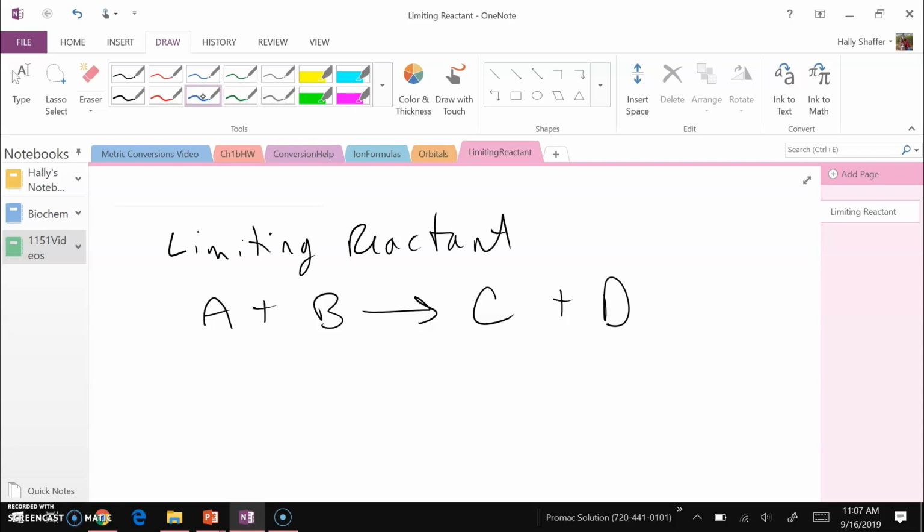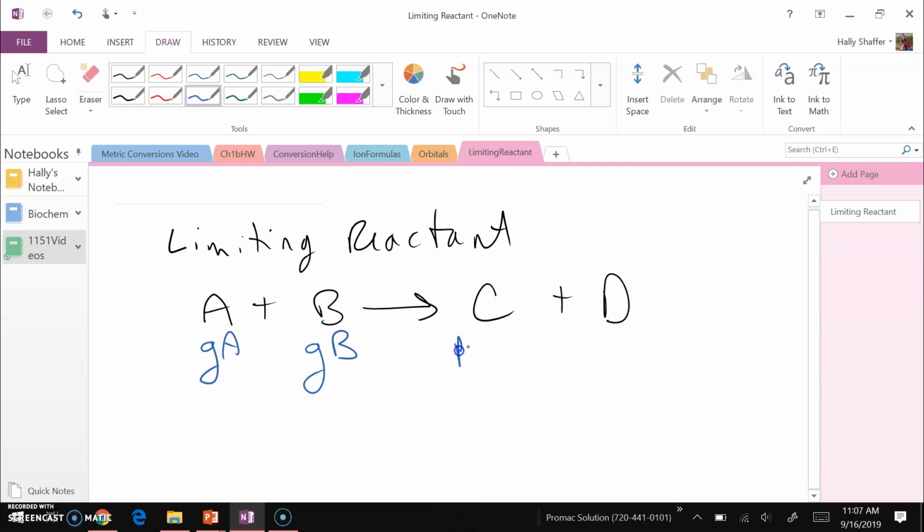So what would you actually be given? You'll be given grams of A. I'm writing it underneath too. You'd be given grams of B, and then you would be given produced. So producing, and we're just going to focus on C. You could do it for the other product, D, but we're going to focus on C. So producing grams of C, and I'm just going to make a note, this would be the actual yield.